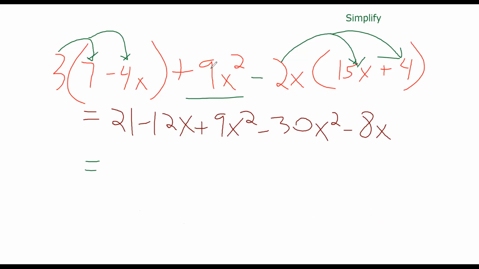21, does 21 have a like term with anybody else? No, 21, its only other like terms would be other constants that don't have variables with them. So it's just 21, and it's just by itself.